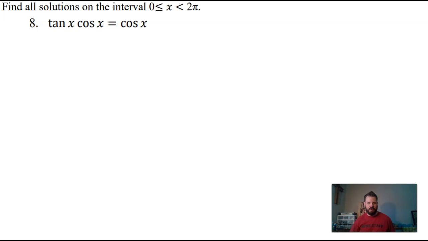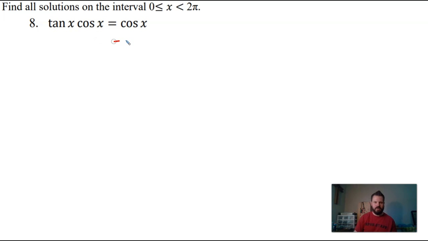Next up, we've got number 8. Find all solutions on the interval 0 to 2 pi. One more time. Okay, with this one, we've got both a tangent and a cosine function in the same equation. So right away when I see that, I know this is a factoring problem. I can't combine the two of those. I can factor it though.